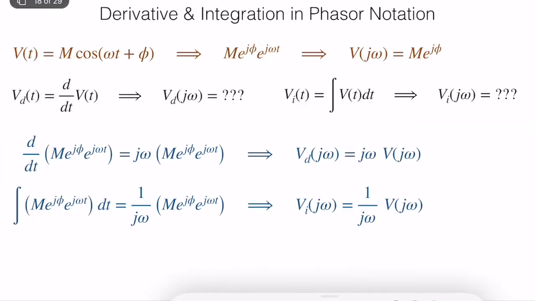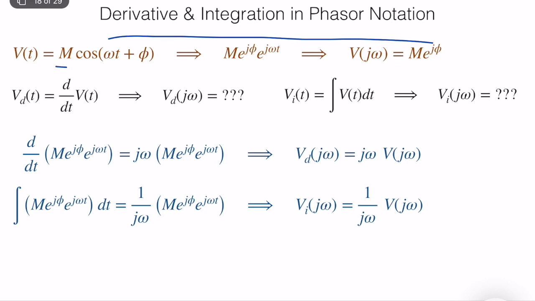That's nice, right? Now the question is, let's try to ignore the results. How can we technically transform operations such as derivative or integration into phasor notation, which is very easy? Let's assume that we have an input signal V of t, which is equal to m times cosine omega t plus phase. If I take the derivative of this signal, how can I write it in the phasor domain? Or similarly, if I take the integral of it, how can I use the phasor concept to transform it into the phasor domain? Very easy. We know that if V of t is like this, we can use this middle formula, m e to the power j phi times e to the power j omega t.